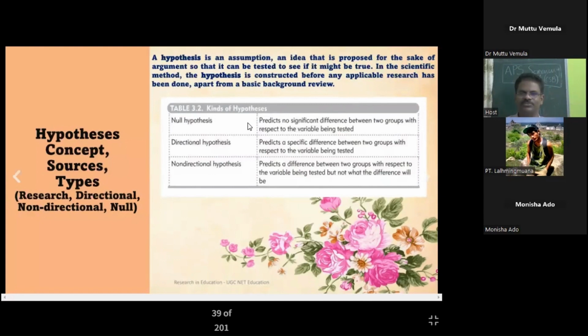A hypothesis is a proposed solution, one of the solutions, may or may not be. If it is accepted, it becomes the solution. If it is rejected, it is not the solution. So what do you do with the hypothesis? It is to be tested, proposed for the sake of argument, so that it can be tested to see if it might be true. So when you are studying the impact of a new teaching aid, what do you do?